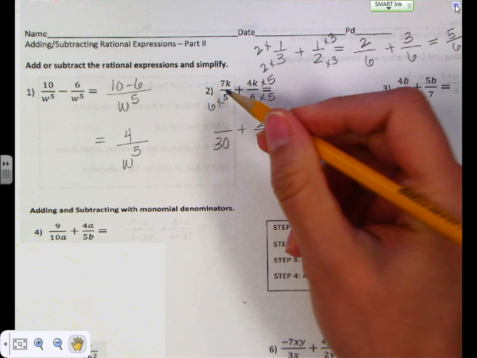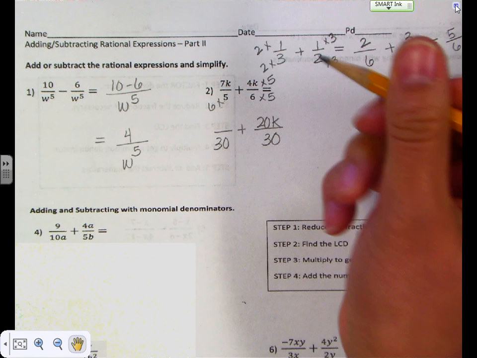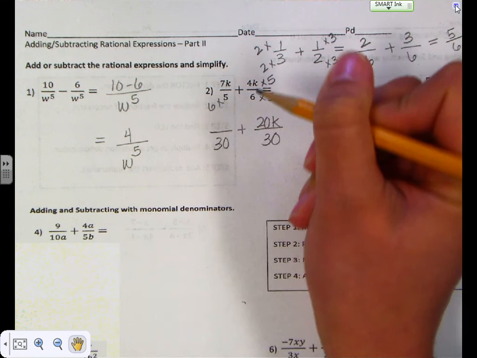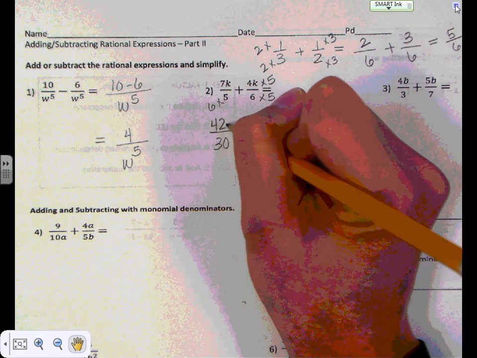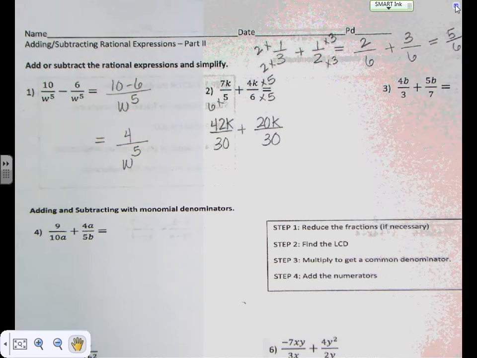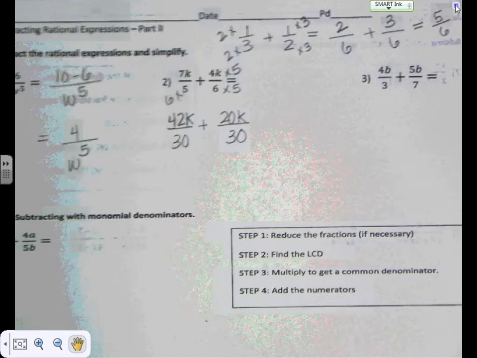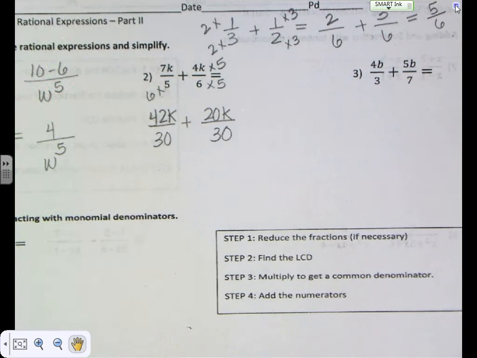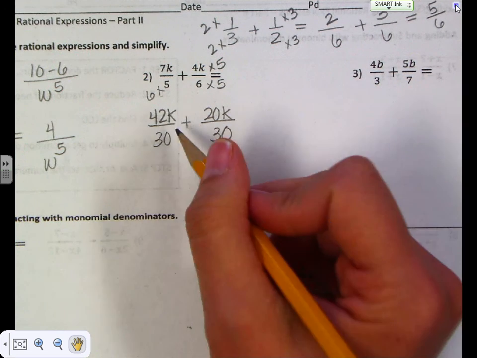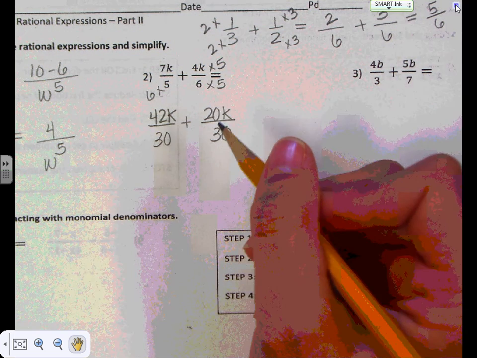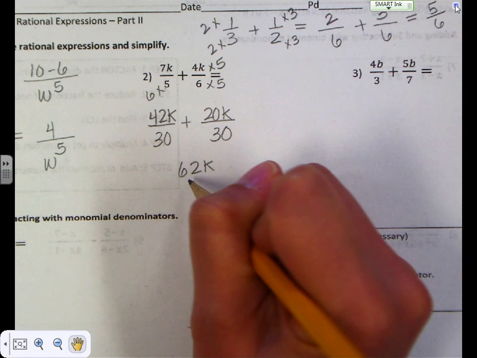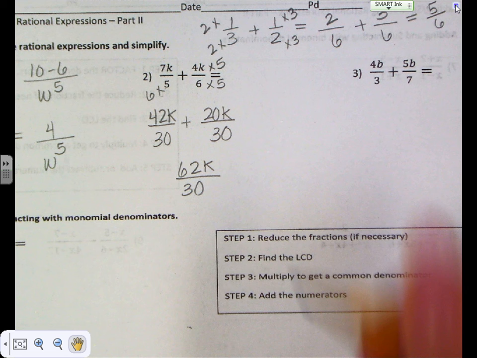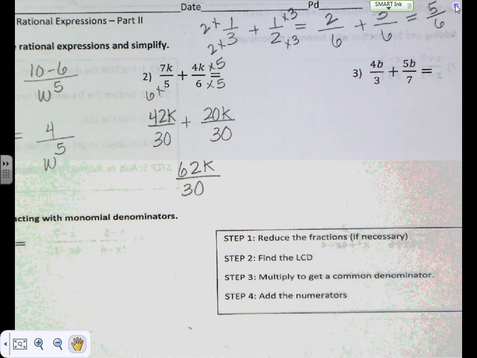And then in the first fraction, what's 6 times 7? 6 times 7 is 42. 42k. I'm going to zoom in a little bit, okay? Okay, what's 42k plus 20k? 62k over 30. Okay, and then you always want to simplify.